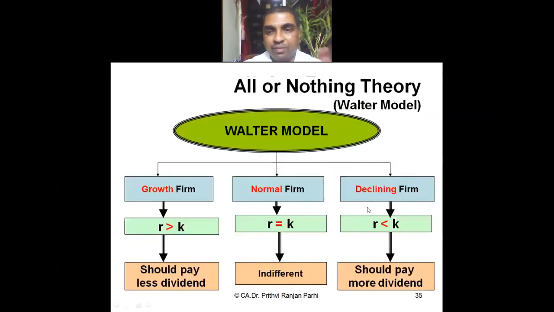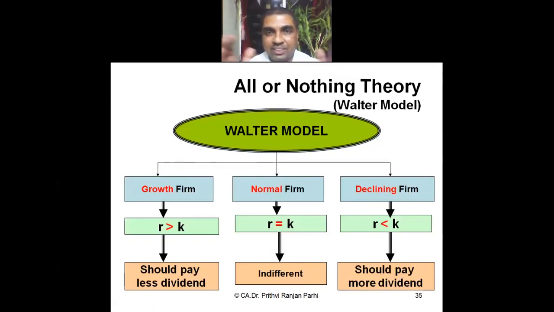Okay. Now, I am showing the same thing in this chart. You see, I'm classifying the firms into three parts: growth firm where R is more than K, normal firm where R is equal to K, and declining firm where R is less than K. If it's a growth firm, the firm should pay less dividend to the extent possible or pay zero dividend. If it's a normal firm, then the firm is indifferent. Any kind of dividend can be paid. And for the declining firm, the firm should pay more dividend. Maximum dividend should be paid.